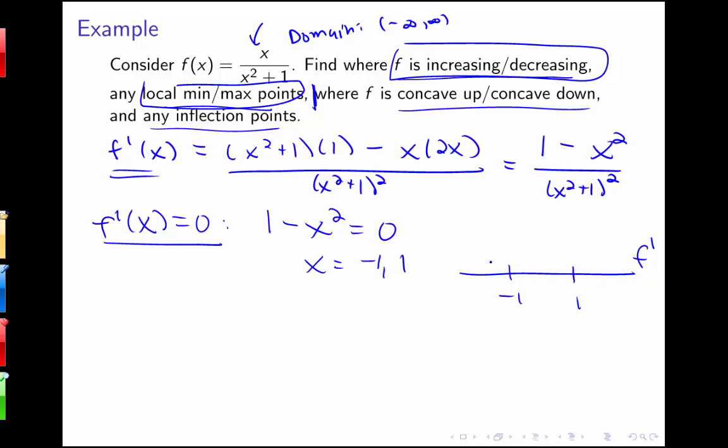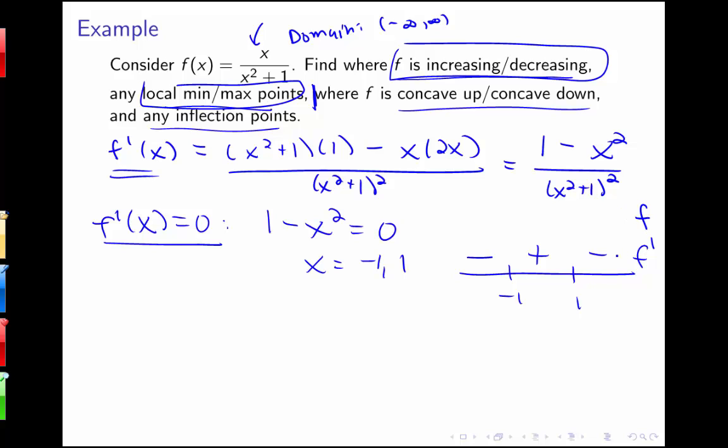So I want to identify what's the sign of f prime in each of these three different intervals. If I plug in something like negative 2 into f prime, well, negative 2 squared is going to be positive 4. 1 minus 4 is going to be a negative number, and this denominator, since it's squared, is always going to be positive, so I'm going to get a negative, since a negative divided by a positive is negative. If I plug in something like 0, I'm going to have 1 minus 0 is 1, divided by a positive, so that's going to be positive. And if I plug in something like 2, again, my numerator is going to be negative, my denominator positive, so I'm going to have a negative sign.